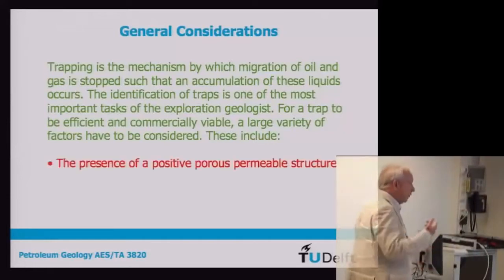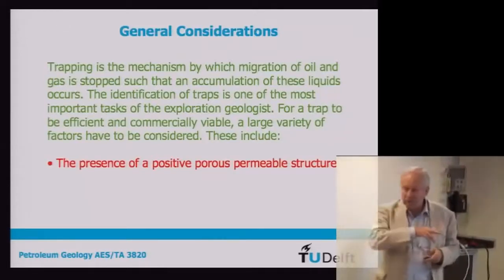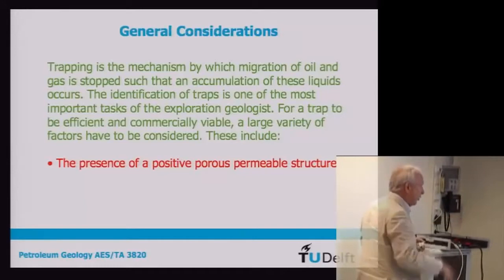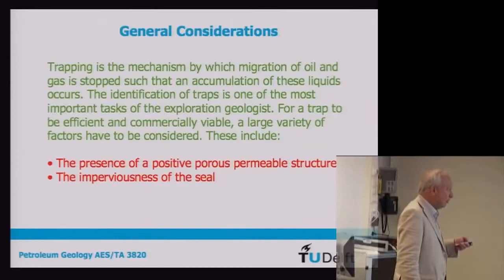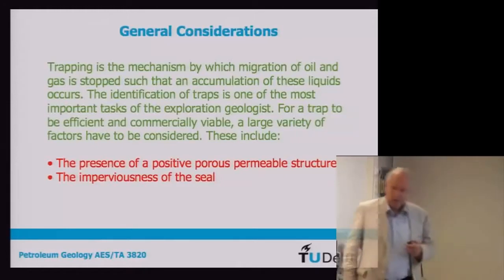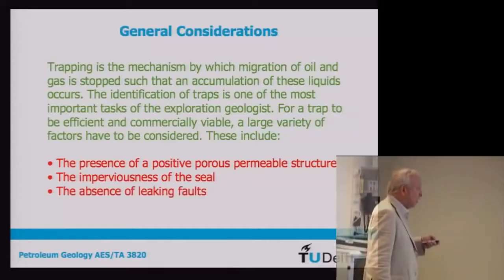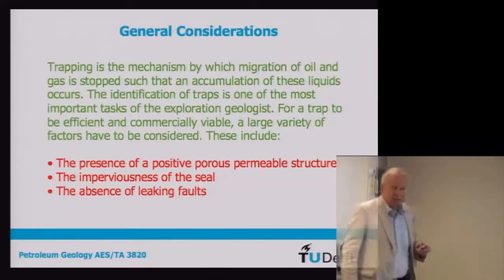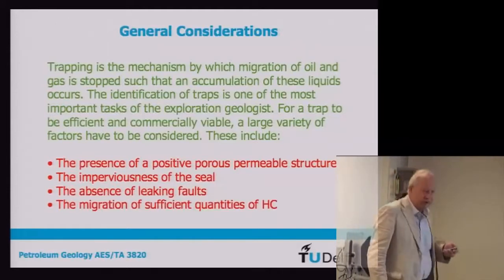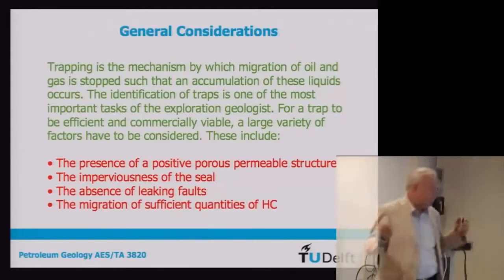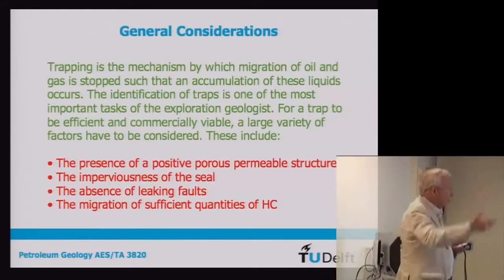So you have to have a positive, porous, permeable structure. We'll explain that, to see what that really implies. Then we need an impermeable seal, so that's imperviousness, the word for a lack of permeability. And then we need an absence of leaking faults, and we need migration of sufficient quantities of hydrocarbons. Now, we talked about that, right? How much has been generated and how much actually has reached the trap.